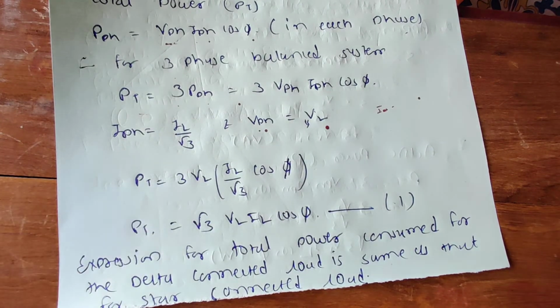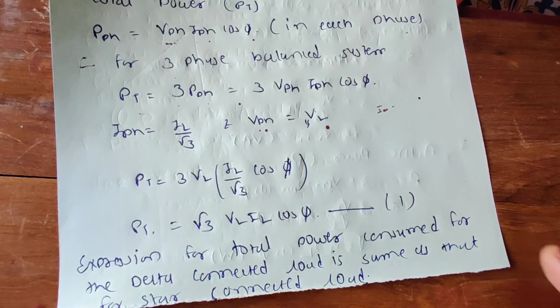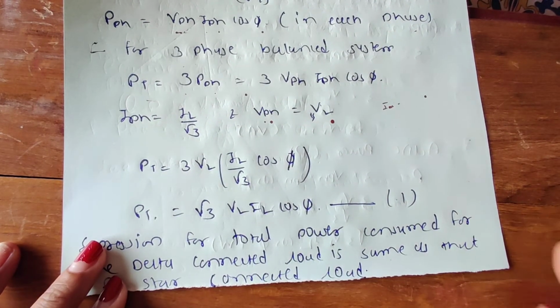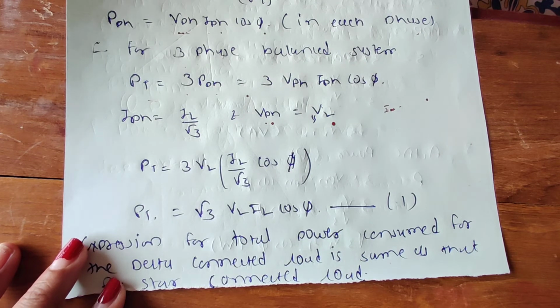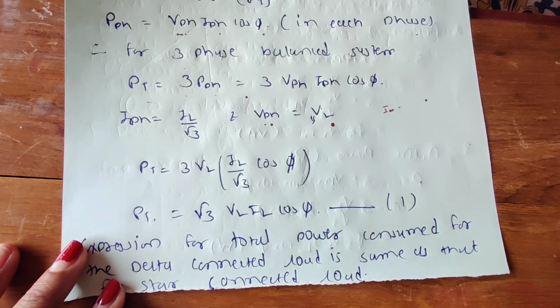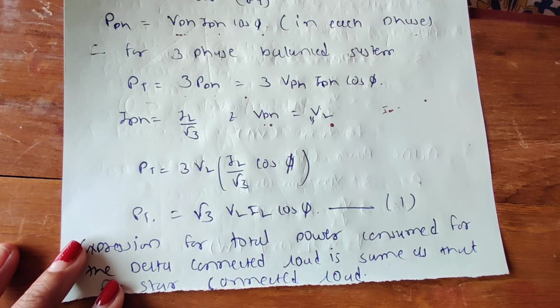We have recently checked the power relation in a star connected load, where the total power consumed is PT equal to root 3 VL IL cos phi. The same equation you can get when using a balanced delta connection load. But the values of the line current and the line voltage for the two configurations are different. This fact must be remembered while obtaining the power.